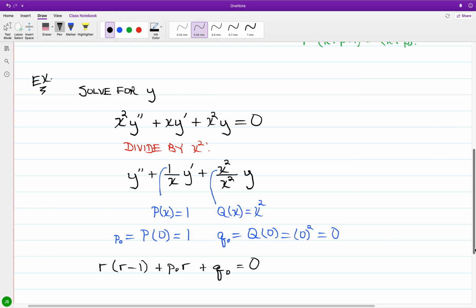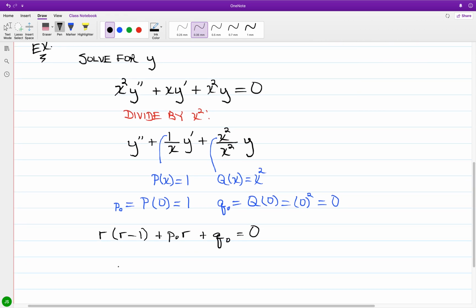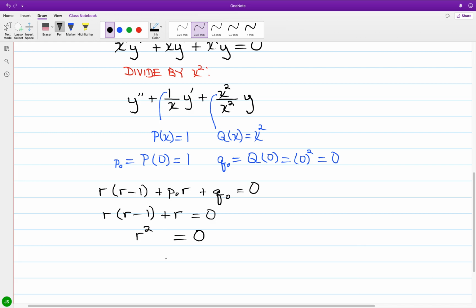So filling in, now q naught is negligible. So we're going to have r times the quantity of r minus 1. Again, p naught is going to be 1, so we have plus r is equal to 0. And what's going to happen here is we have r squared minus r plus r is equal to 0, and we're just going to have a repeated root. So we have that r1 is equal to 0.